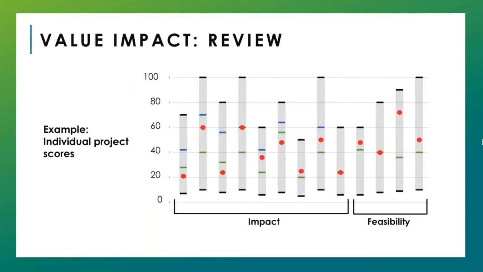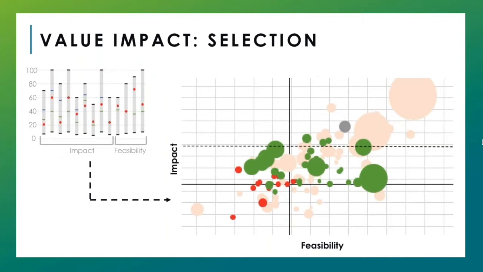We're also using value impact as we review every project that comes through. This is an example where we have every one of our metrics. We have 13 measures. 9 of them are impact, 4 of them are feasibility. This is just what one of our review results looks like. The red dots are where the project actually scored on that measure. And then we ultimately use that to place the project on the grid.